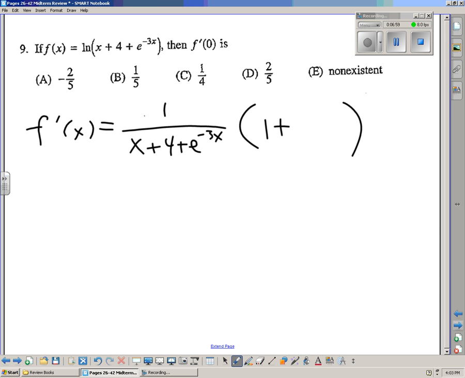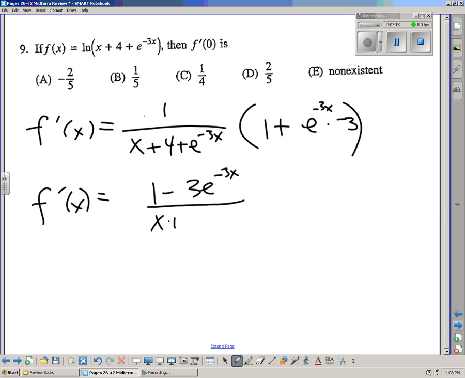Derivative of 4 is 0. And the derivative of e to the -3x is a chain rule in and of itself. We have e to the stuff. So the derivative of e to the stuff is e to the stuff times -3. So we get f prime of x to be 1 minus 3 e to the -3x over x plus 4 plus e to the -3x.